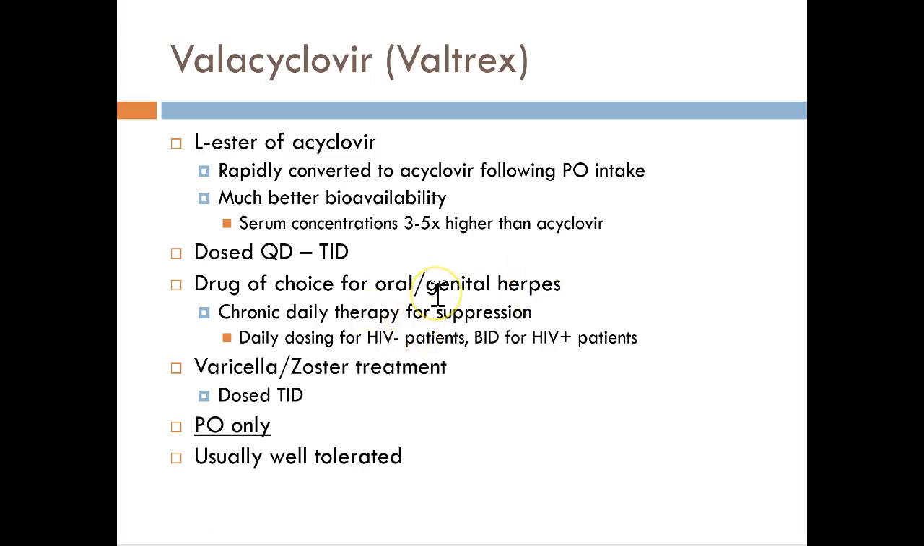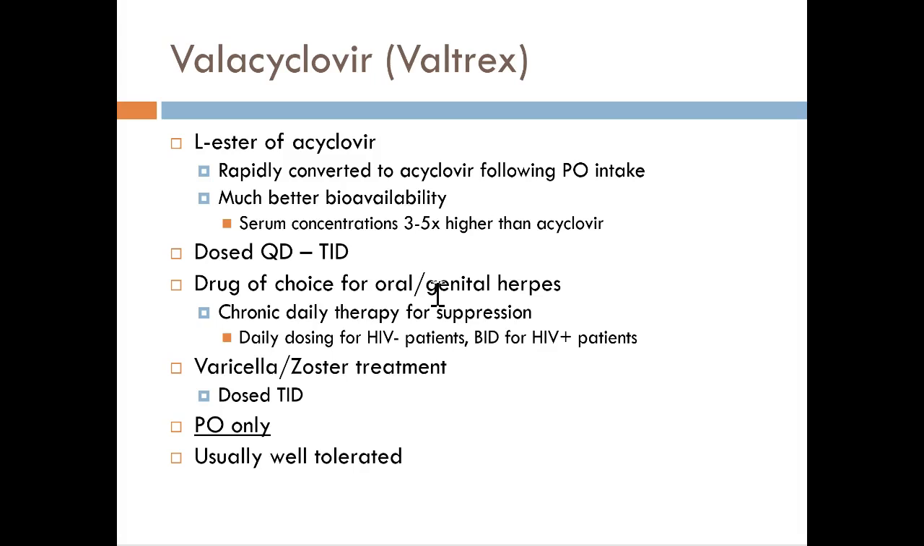But this is your drug of choice. If you're ever going to prescribe this for somebody who's got a cold sore or a genital herpes outbreak, you're always going to pick valacyclovir. Don't prescribe acyclovir because, again, this is the same drug. It's more bioavailable, it's the same side effects, there's nothing different about it. It's just much more convenient for patients to take. Valtrex used to be brand and expensive, but it's been generic for quite a while now, so it's relatively cheap. And again, just like acyclovir, it's very well tolerated overall.